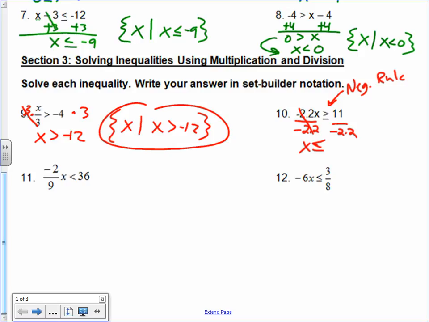And that would actually be -5. So you write this in set builder notation with the x, such that x is less than or equal to -5.